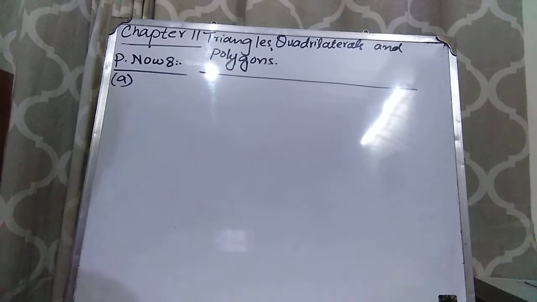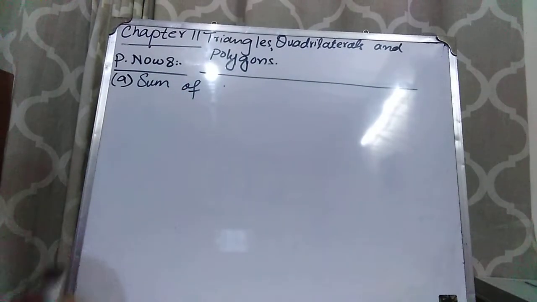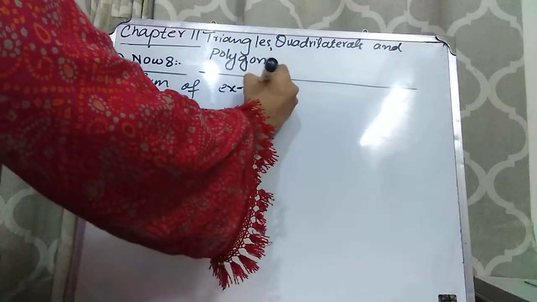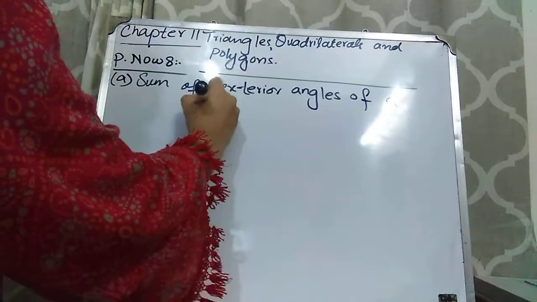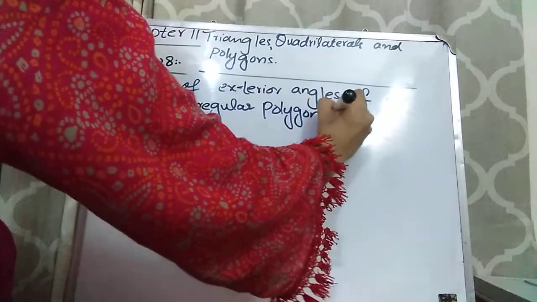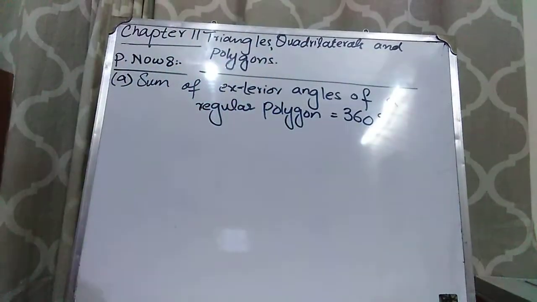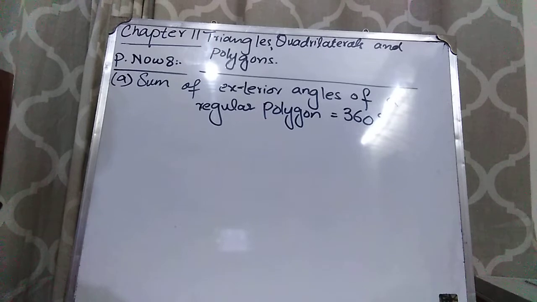Remember that sum of exterior angles of a regular polygon is equal to 360 degree. You have to remember this. Here we are talking about the exterior angles. Remember that interior angles are those angles which are inside the shape, and the exterior angles are those angles which are outside the shape. So here the sum of exterior angles of a regular polygon is equal to 360 degree.